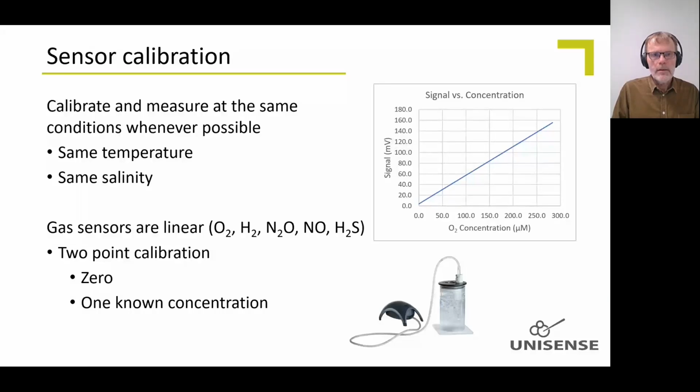All our gas sensors for oxygen, hydrogen, nitrous oxide, nitric oxide, and sulfide are linear. So we generally recommend a 2-point calibration: one zero and one known concentration. And then the sensor is calibrated.